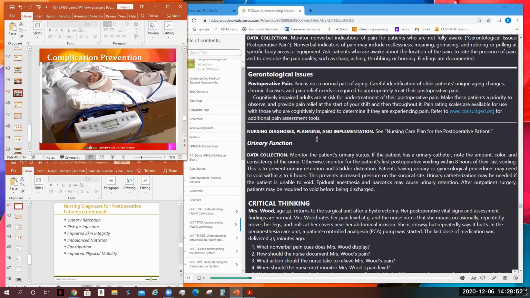Gerontological issues. Postoperative pain. Pain is not a normal part of aging. Careful identification of older patients' unique aging changes, chronic diseases, and pain relief needs is required to appropriately treat their postoperative pain. Cognitively impaired adults are at risk for undertreatment of their postoperative pain. Make these patients a priority to observe and provide pain relief at the start of your shift and then throughout it. Pain rating scales are available for those who are cognitively impaired to determine if they are experiencing pain. Refer to consultgerirn.org for additional pain assessment tools.